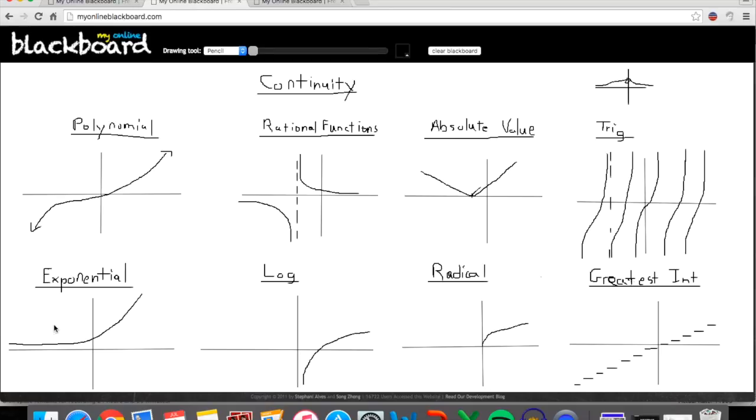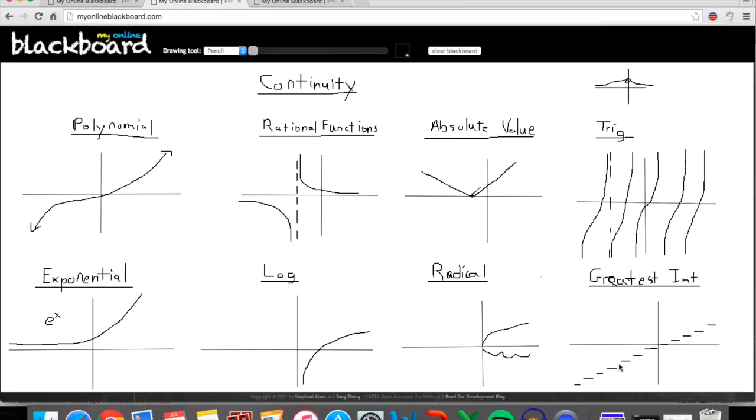Exponential, for example e to the x, is continuous everywhere. The log is continuous in its domain, so basically whenever it's positive, you can't take a log of a negative number. Radical, you can't take a radical of a negative number, so it's continuous in its domain where x is greater than 0. Now, the greatest integer function is an example of a jump discontinuity.